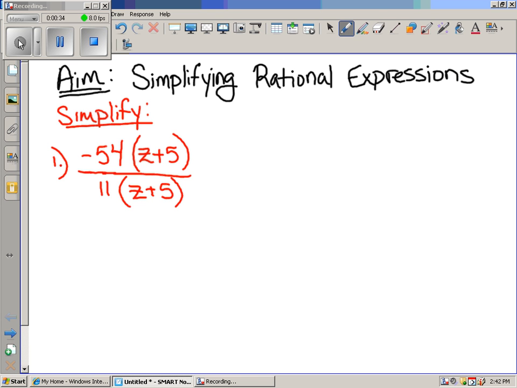So let's take this fraction presented at number 1. Is there anything in there that you could reduce or cancel off? You see these things in parentheses? Because they perfectly match, they can be reduced. They can just be canceled off. And so look what you've got: negative 54 over 11. Does that reduce down any further?